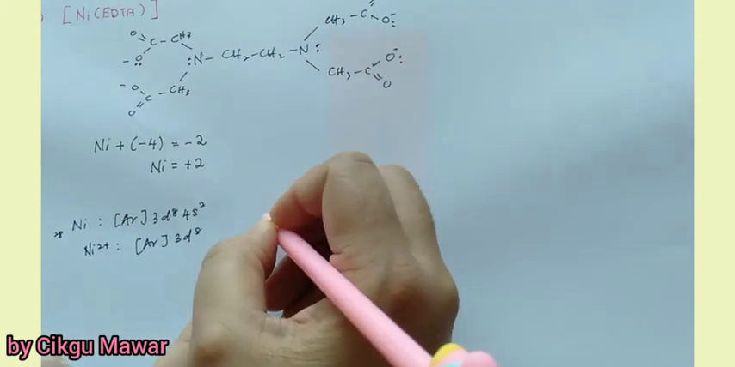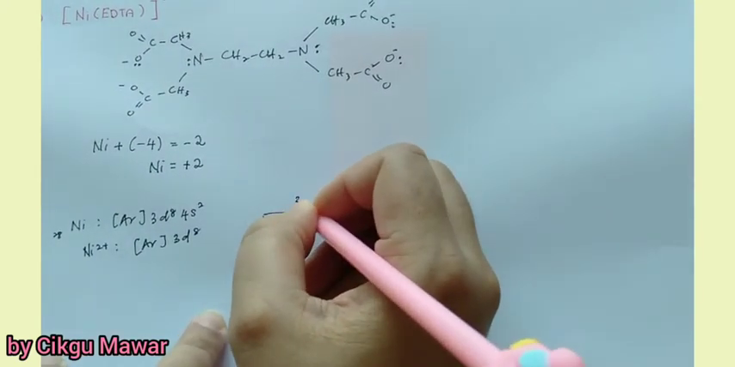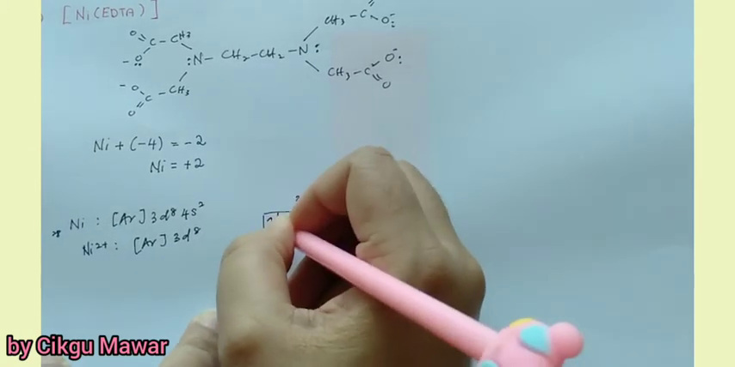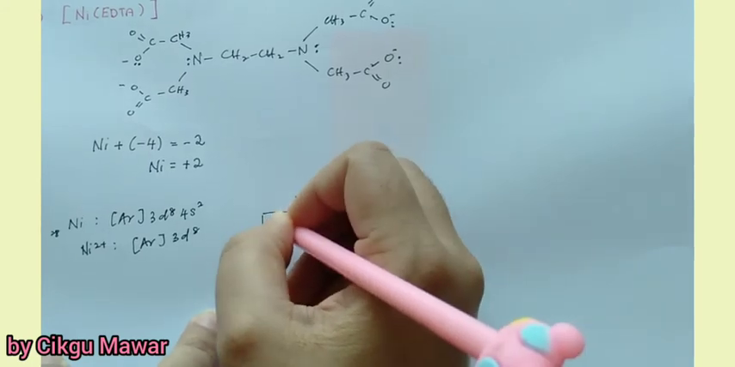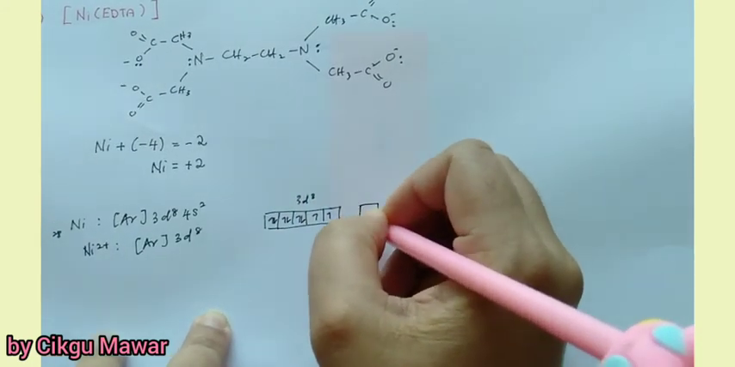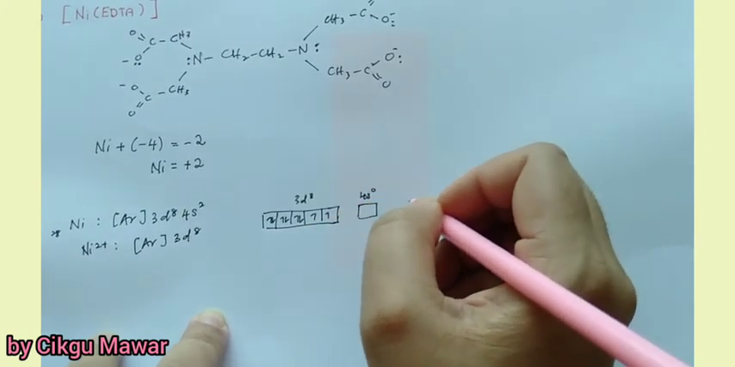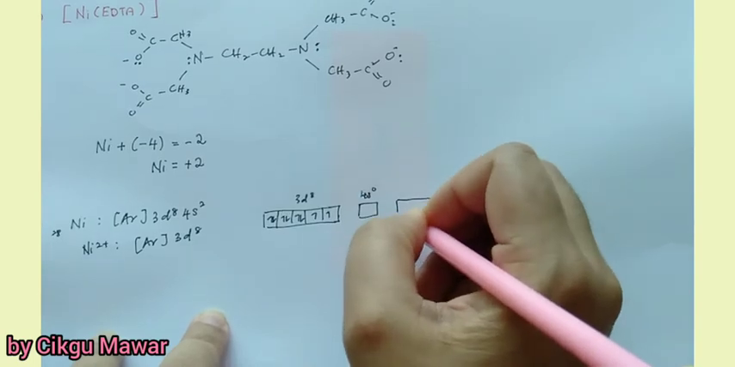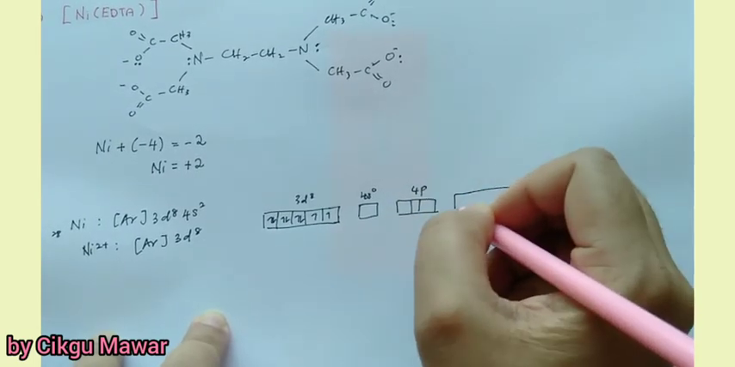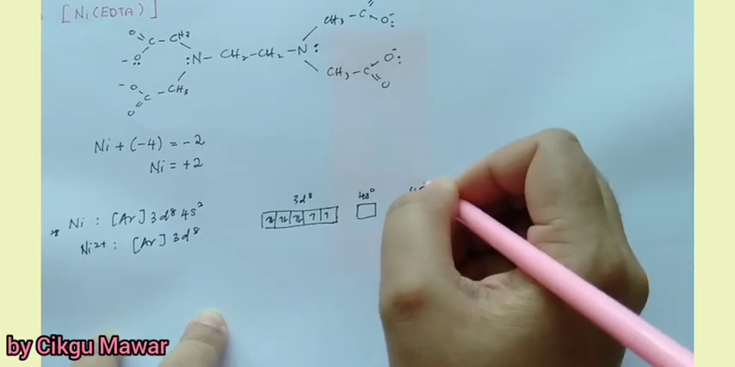Orbital diagram, it has 3d8. So 1, 2, 3, 4, 5, 6, 7, and 8. And then it also has 4s0, an empty orbital, and also has 4p and 4d, which are empty, 4d0 and 4p0.